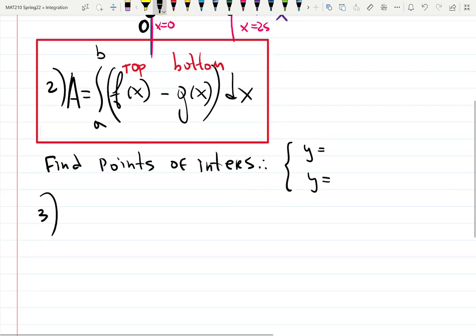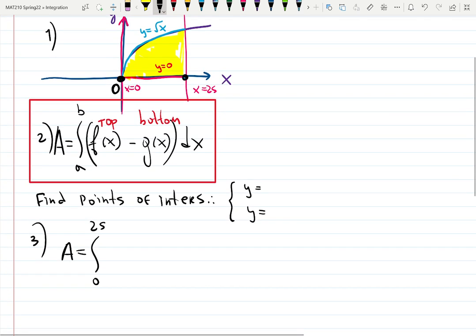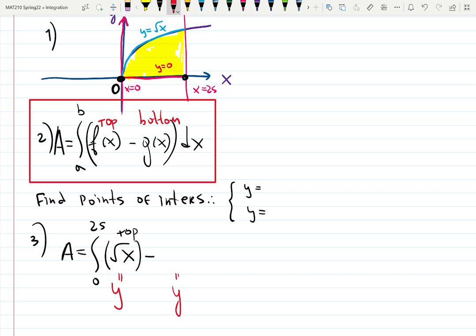Step 3, you finish the integral. X is from 0 to 25. Square root was at the top, so that's the top one. And this is how it looks. Y equals square root. Who is at the bottom? 0. Dx. This is the crucial part. If you understand how this integral was built, this is lots of points on the test. Lots of, like 20 points at least.